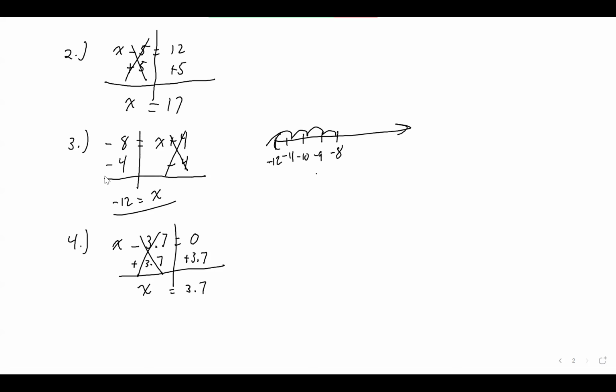A lot of students too, when it does come to like a positive, they won't write the plus sign. They'll just write a 3.7, and then when they write it over here, now they get confused on are they multiplying or adding. So keep the operation with the number so that you always know what operation you're doing.